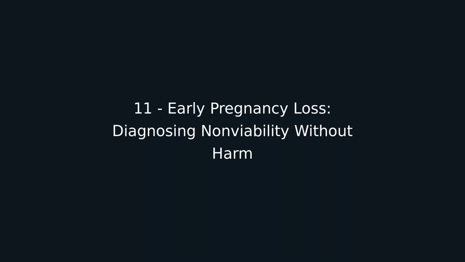Now, contrast that with suspicious findings. A crown rump length less than 7 millimeters with no heartbeat is suspicious, not diagnostic. A mean sac diameter 16 to 24 millimeters with no embryo is suspicious, not diagnostic. Absence of an embryo with heartbeat 7 to 13 days after a scan that showed a gestational sac without a yolk sac is suspicious. Absence of an embryo with heartbeat 7 to 10 days after a scan that showed a gestational sac with a yolk sac is suspicious.